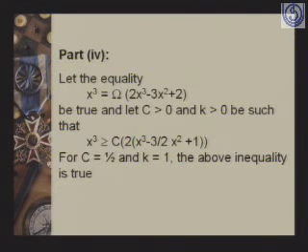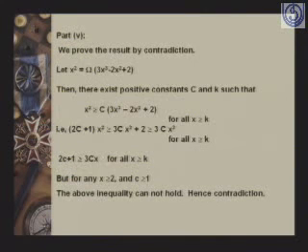Similarly, we can take the next case. Let the statement x cube is equal to omega of 2x cube minus 3x square plus 2 be true. In this particular case, we will show that it is so. So x cube is greater than or equal to c into this, and in this case c is equal to half and k is equal to 1. Again the inequality is satisfied, and hence x cube is big omega of 2x cube minus 3x square plus 2.